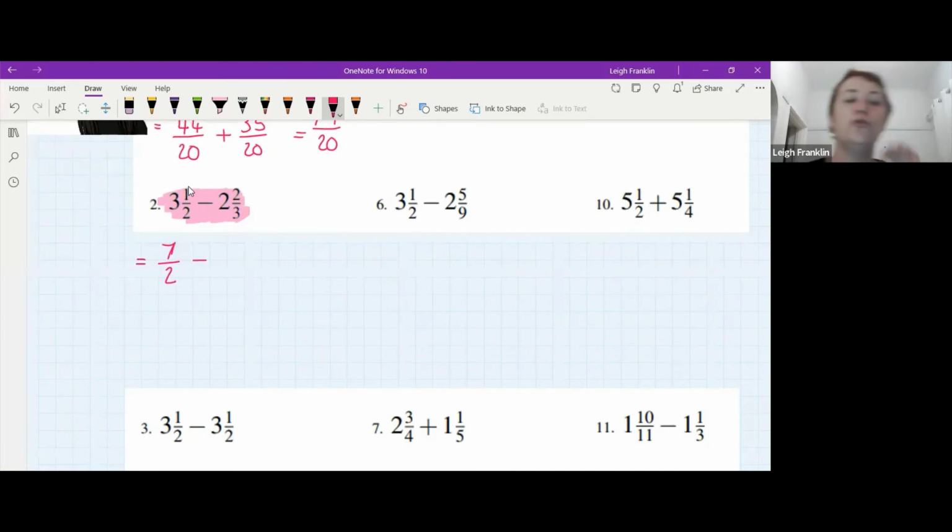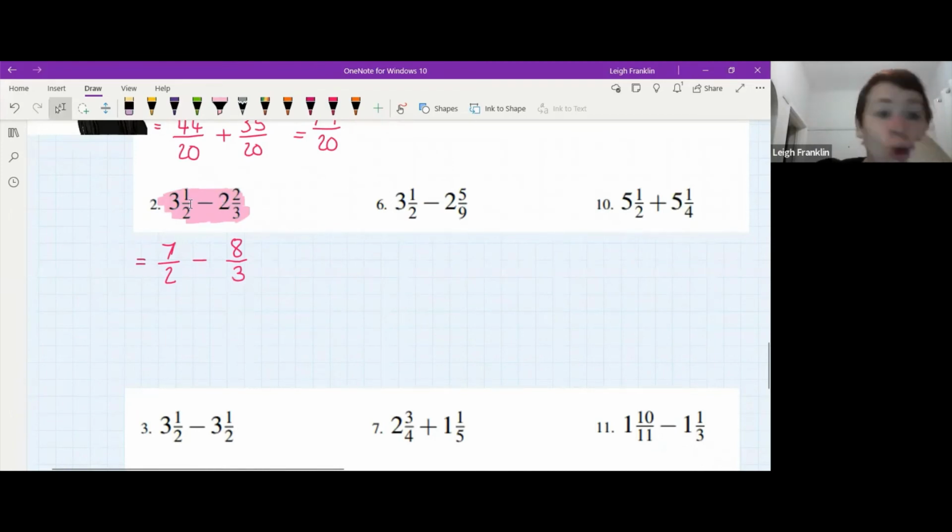Excellent. Okay, you do 2 2/3 by yourself. Tell me what you should get as an improper fraction. 2 times 3 is 6 plus 2 is 8. Marvelous. And what are we going to put the 8 over? We're going to say 8 over 3. There we go. You see, you can do it. That's wonderful. Now, we're subtracting fractions. Can the denominators be different?